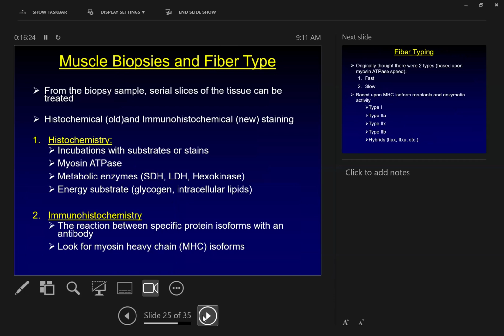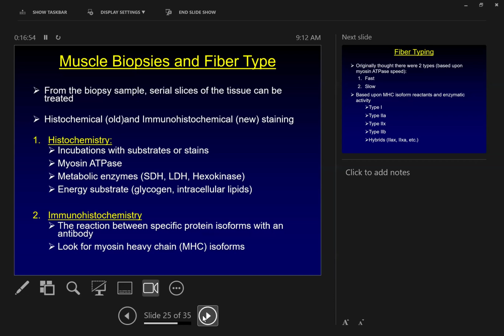So the old way of doing this was something called histochemistry, okay? We would essentially bathe those little slices of muscle in different, like an acidic or a basic solution that had some stuff in there. And if it had a slow, quote unquote, myosin ATPase, it would turn one color. If it had a fast myosin ATPase, it would turn a different color. Okay.